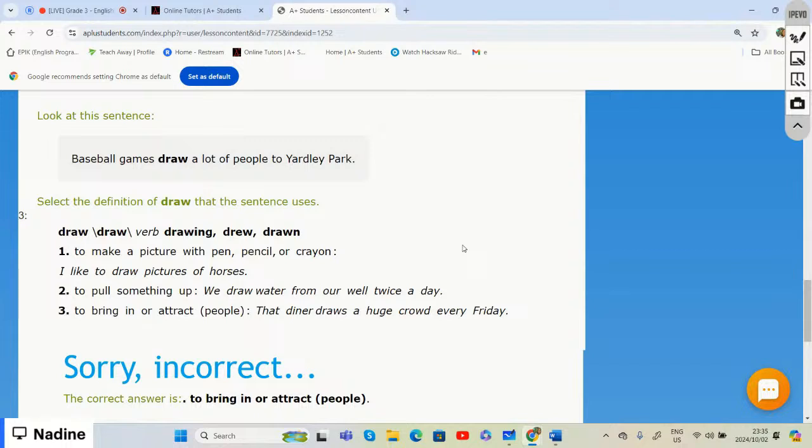So draw is our entry word. Then here we have a pronunciation. The part of speech, it's a verb. Now we need to look at the three meanings and select which definition matches: baseball games draw a lot of people to Yardley Park.